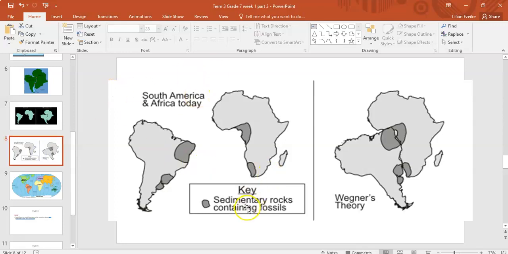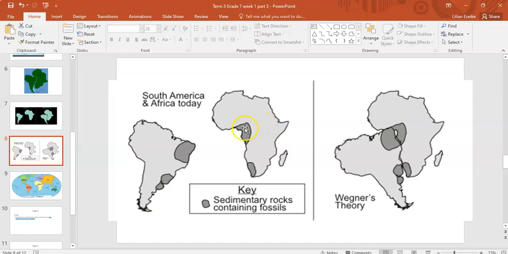Now if you look at it here, it says sedimentary rocks containing fossils. So this part and this part were fit together before. After they have drifted apart, this South America plate still retains its own rocks and everything, and Africa retains its own.